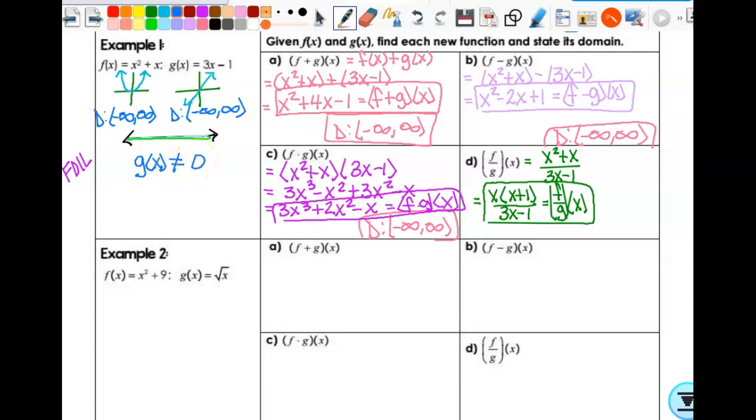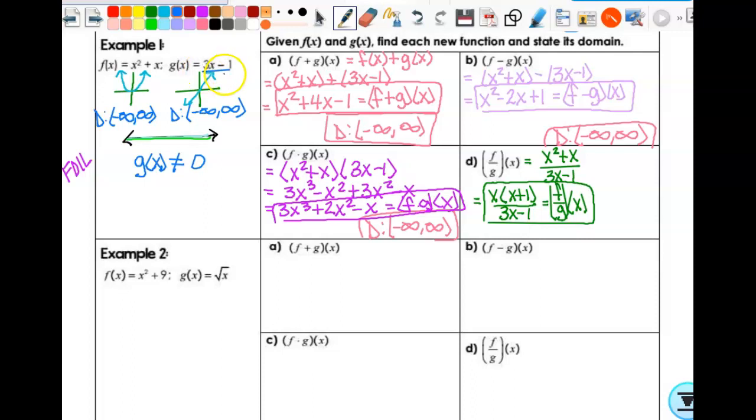Why do you think g of x can't be 0? What happens when you divide by 0? You get, what's your answer? Undefined. Exactly, it's undefined. It is absolutely not 0. 0 is a totally fine answer. The denominator being 0 is the problem because you get undefined. All right, so g of x can't equal 0.